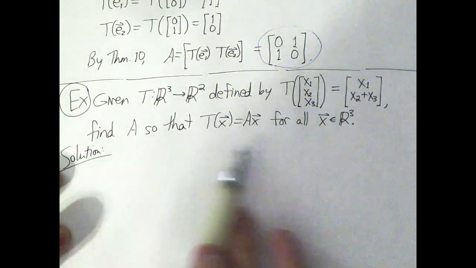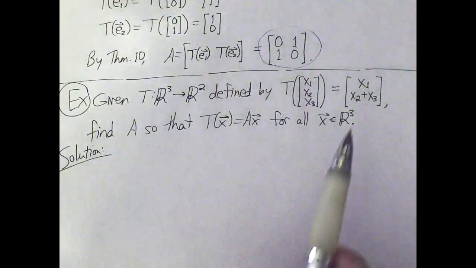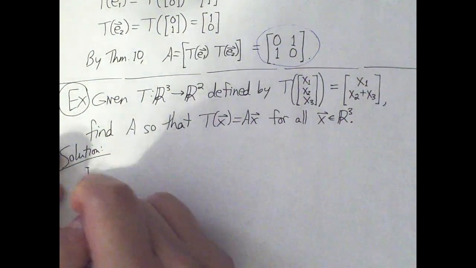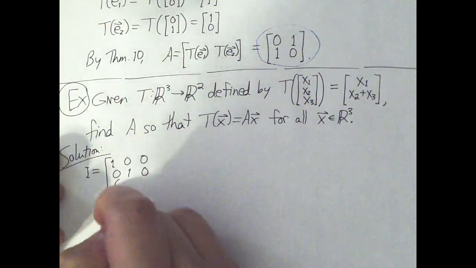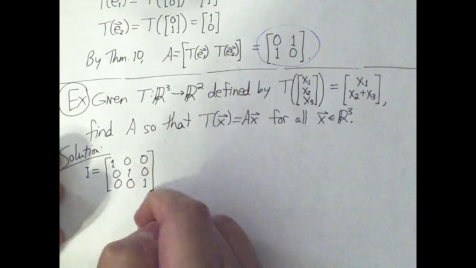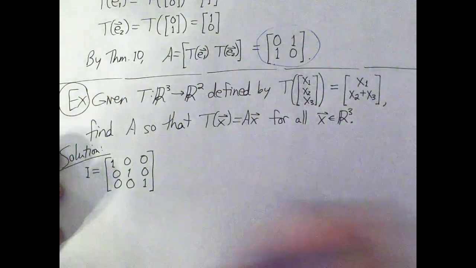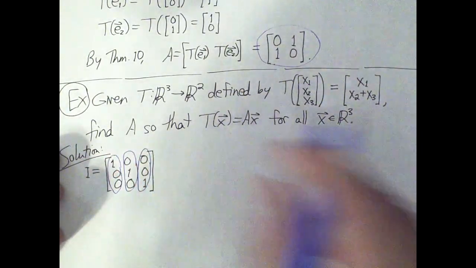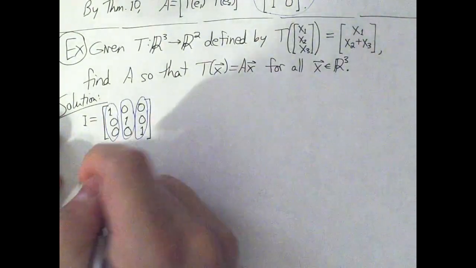So let's think about what sized identity matrix we need for this one. The inputs are coming from R3, so we actually need to work with the 3 by 3 identity matrix here. Whether you write the identity matrix or not is up to you, but we're going to need these three columns: e1, e2, e3. And we need to see, what does T do to each of these?